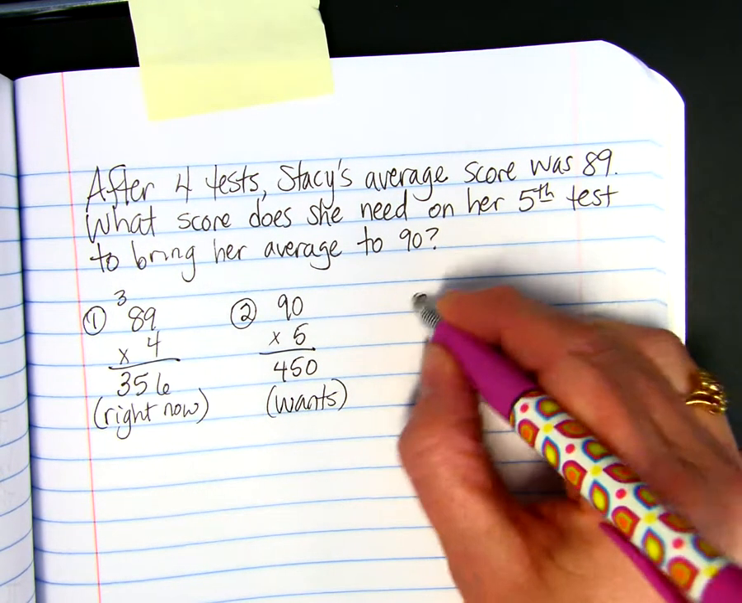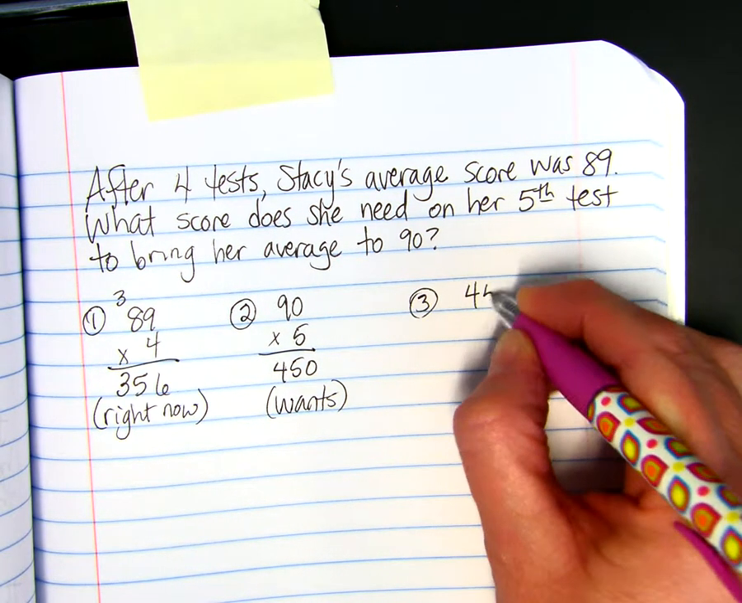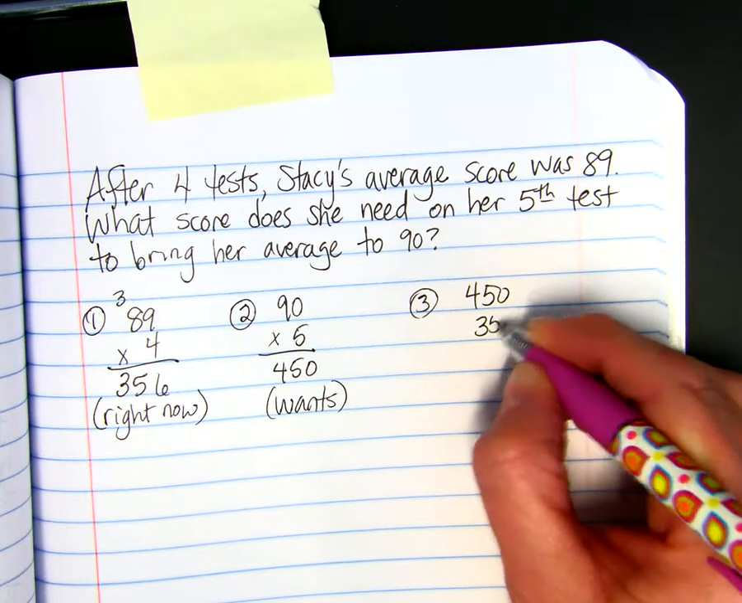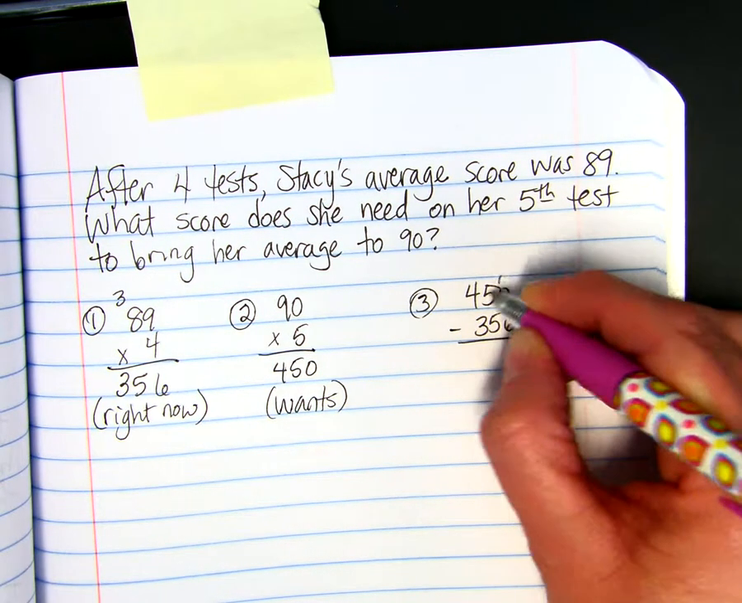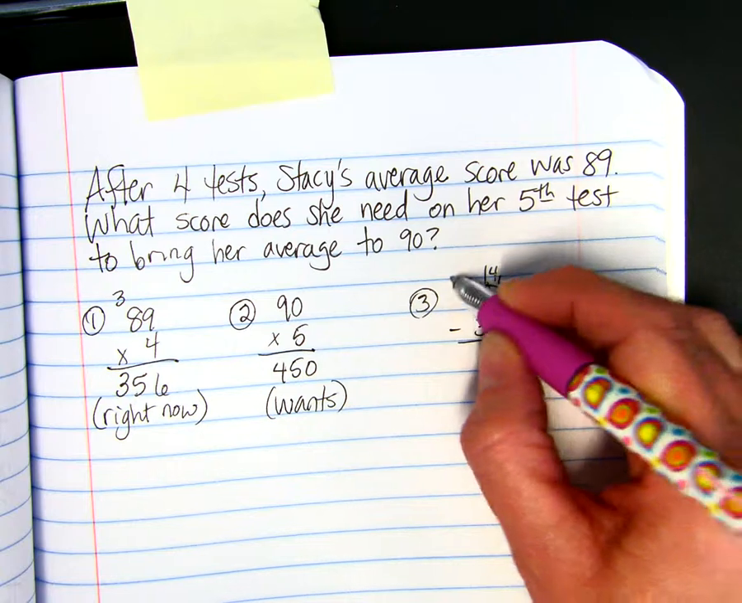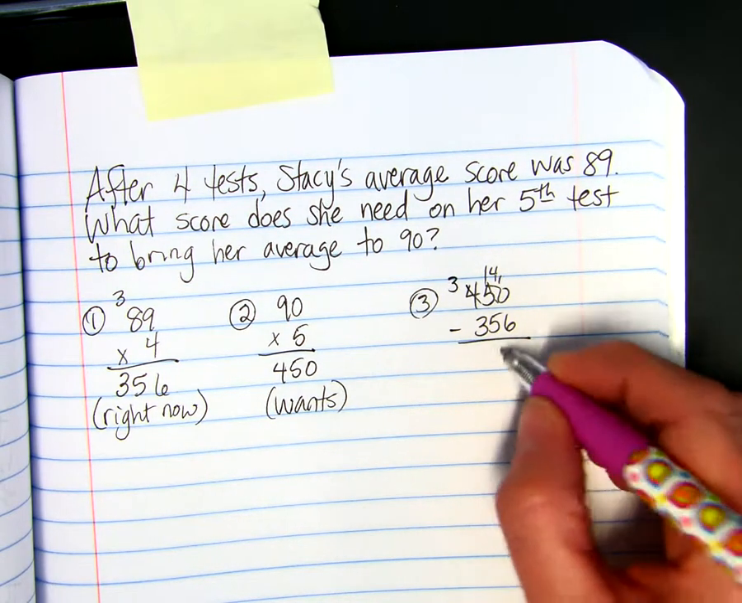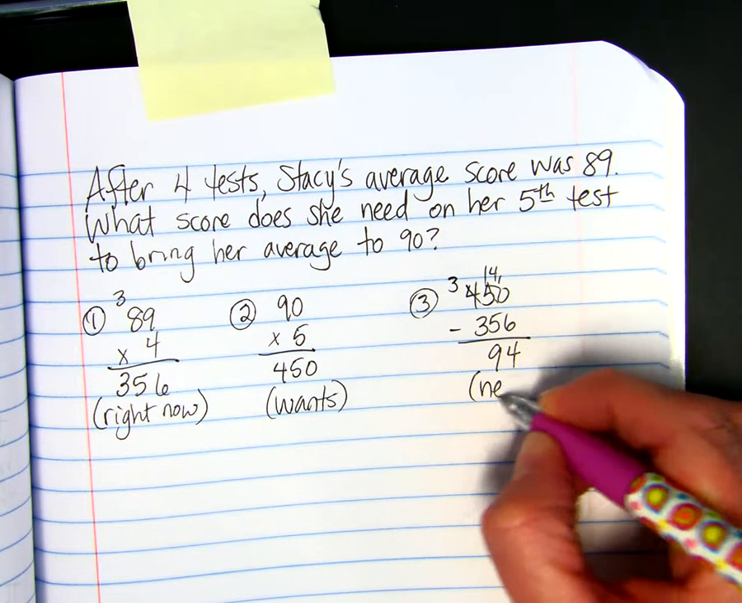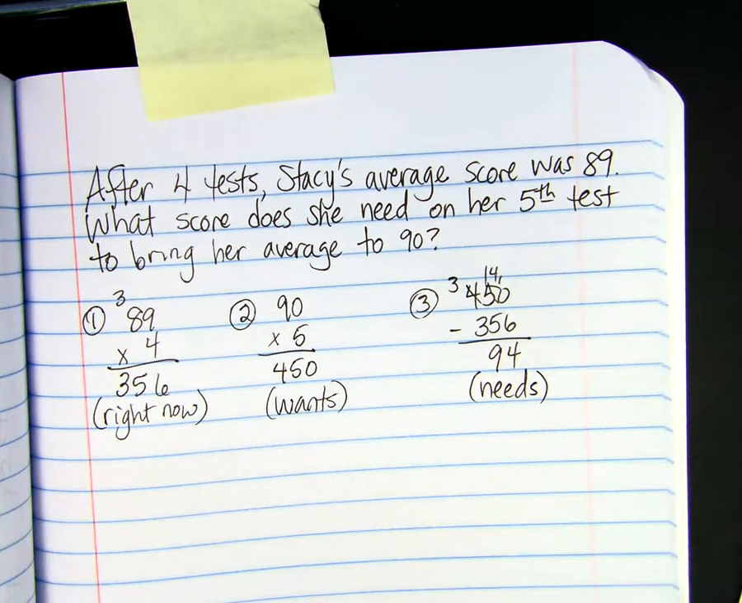So if you take away 356 from 450, you get 94. So on her 5th test, she needs a 94.